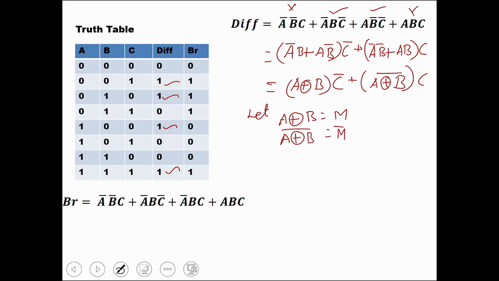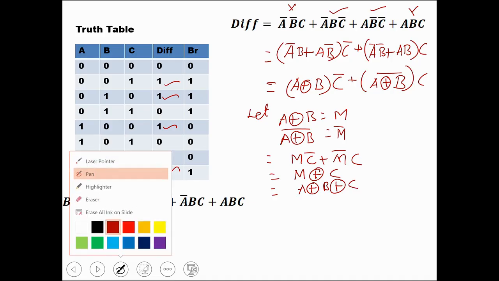Substituting these 2 values in the above expression, we get M C bar plus M bar C. Again, this is an XOR expression in terms of M and C. So we can write it as M XOR C, where M is taken as A XOR B. So A XOR B XOR C. So again, the difference is equal to a 3 input XOR gate.